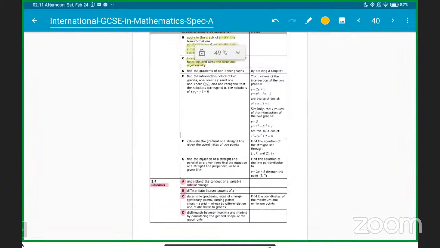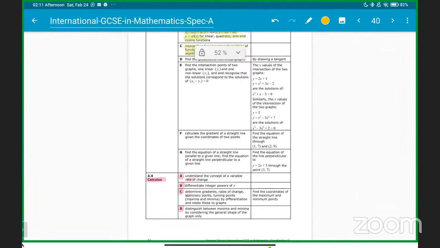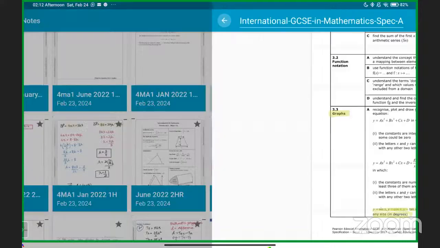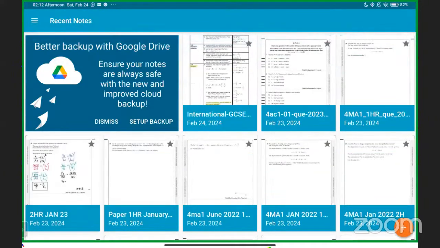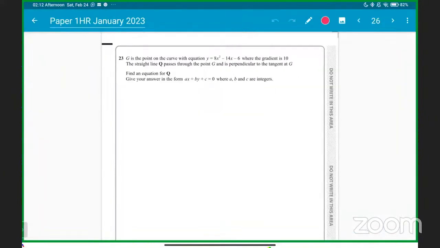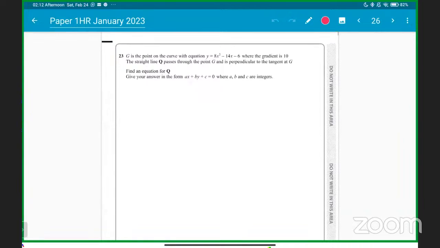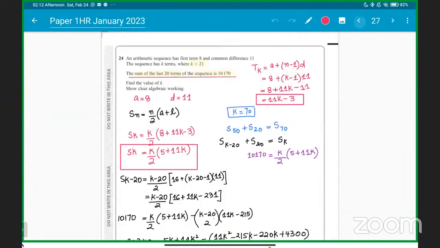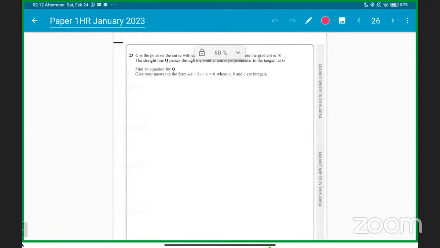So we have to talk about 3.4 today. Let's start with a couple of questions. Let's start with question number 23, which is a 5-mark question from the recent paper of January 2023, paper 1 HR. Following? So here we go.